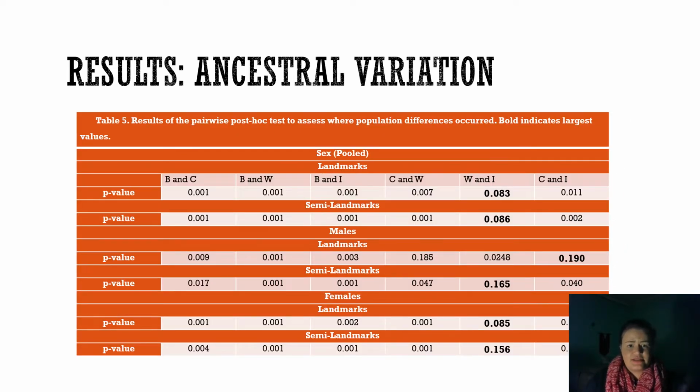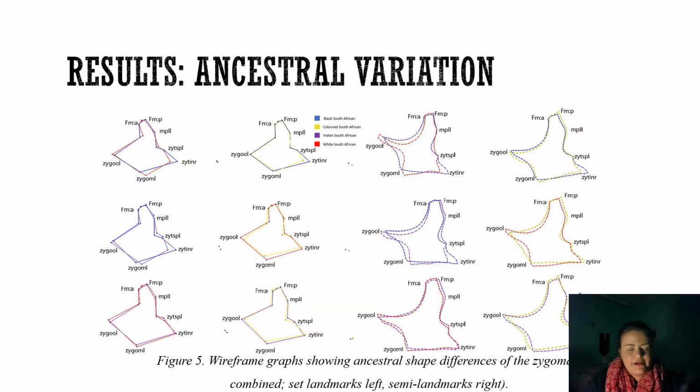A pairwise comparison was then performed as a post hoc test to assess where the significant differences occurred amongst the populations. Overall, white and Indian South Africans demonstrated more similarities compared to other population groups, except for males using the landmarks, where colored and Indian South Africans demonstrated more similarities. Wireframes showed that shape differences are present among the population groups.